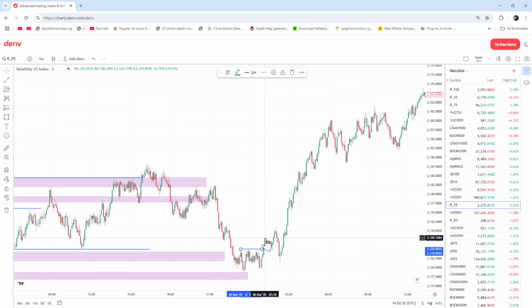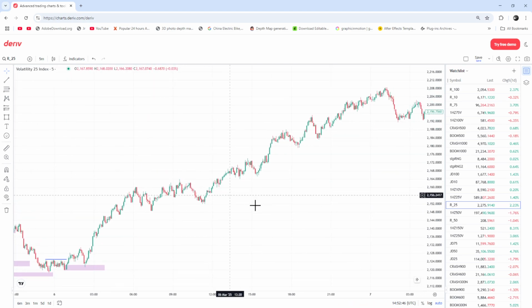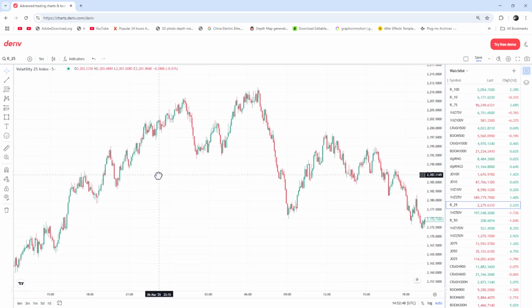So after a change of character, what we want to see is the pullback, to the same level or the place where the push started. So the market came down there and pushed all the way up until somewhere around here. Remember, every single time the market is creating a higher high, higher low, higher high, higher low, higher high, higher low.